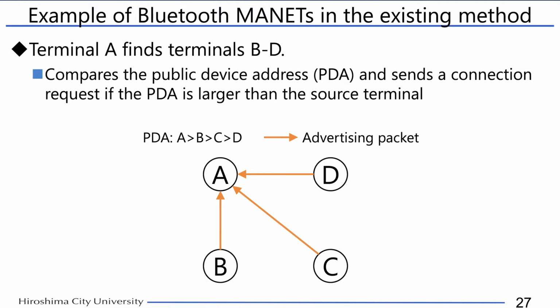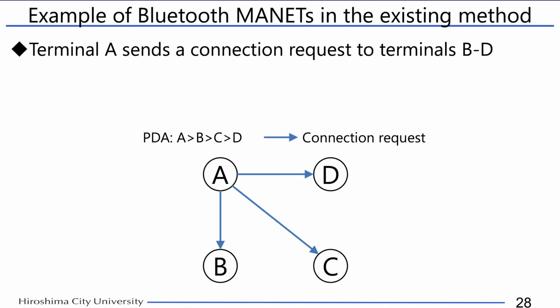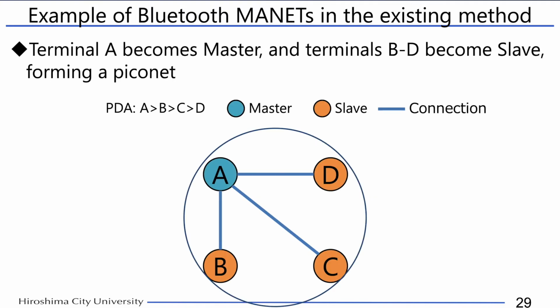First, when terminal A receives an advertising packet, it compares the PDA of terminal A with the PDA in the advertising packet, and if its PDA is larger than the source terminal's, it sends a connection request. Next, since the PDA of terminal A is larger than that of terminals B to D, terminal A sends a connection request to terminals B to D. Therefore, terminal A forms the first piconet as the master. Here, the terminal that sends the connection request becomes the master, and the one that accepts the request becomes the slave.